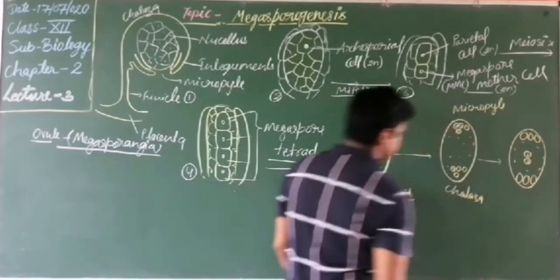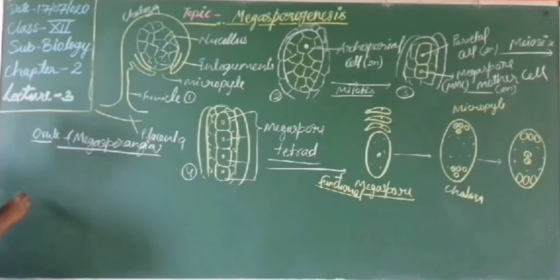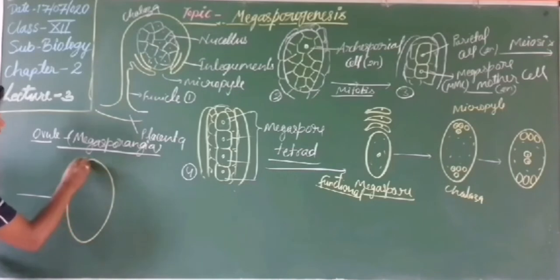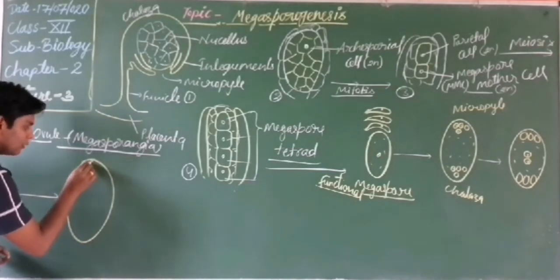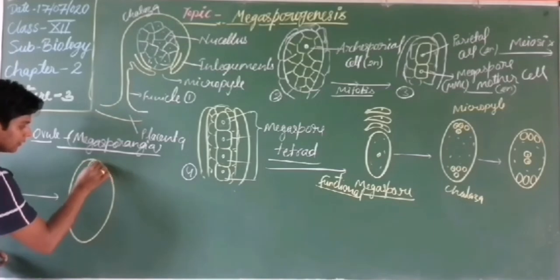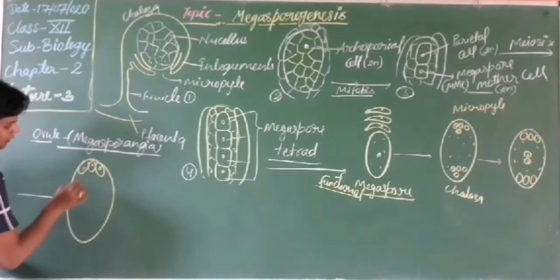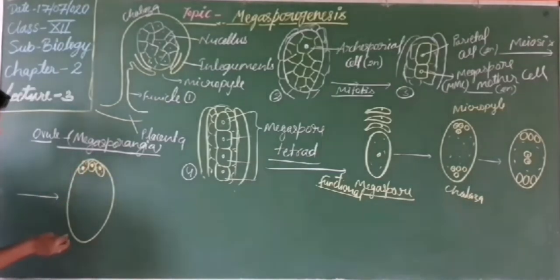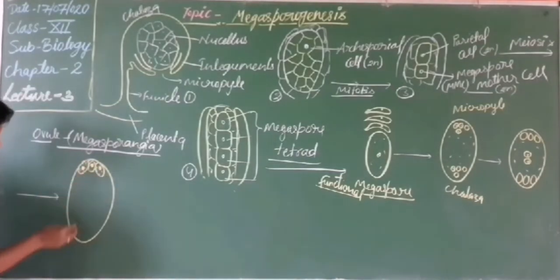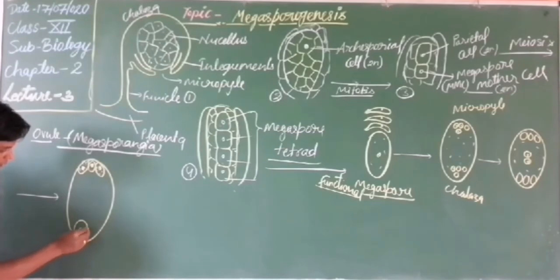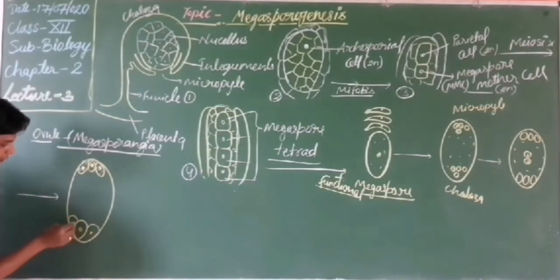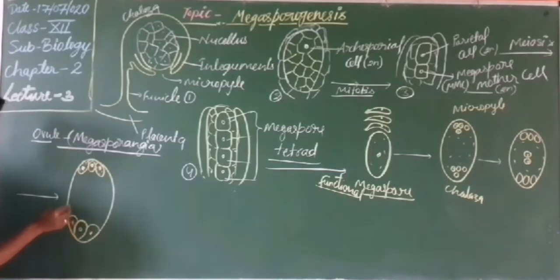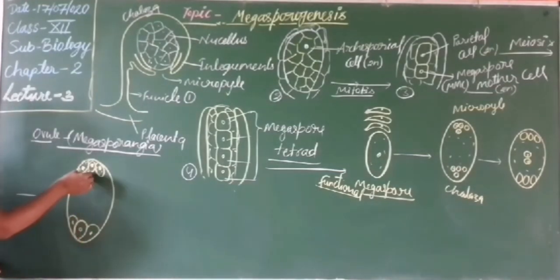Now what happened? Let's draw here. You know students, now cytoplasm surrounds these nuclei. So here these are the nuclei, and cytoplasm encloses these nuclei and forms cells, and a cell wall is also formed. Okay, so 3 cells are formed at this corner, 3 cells are formed at this corner.